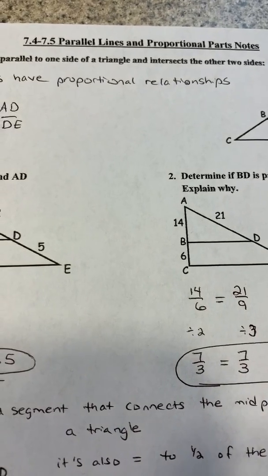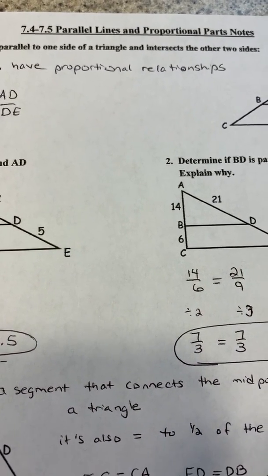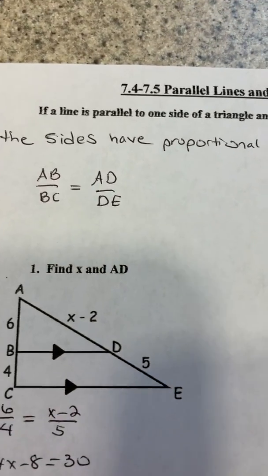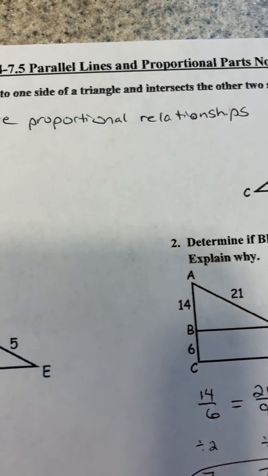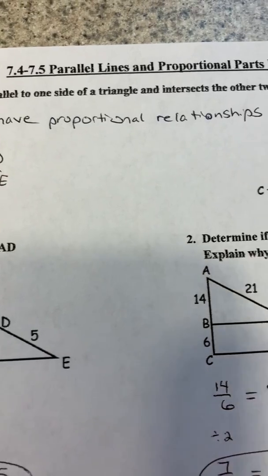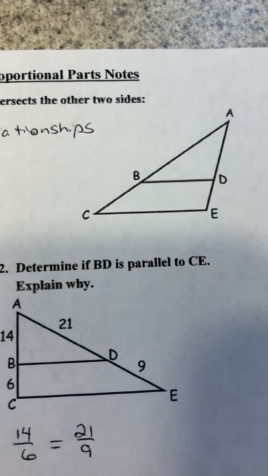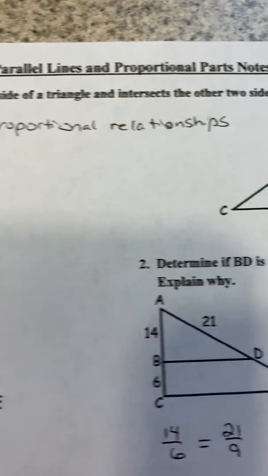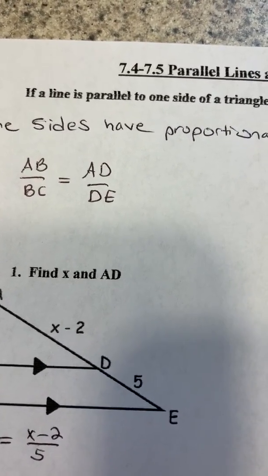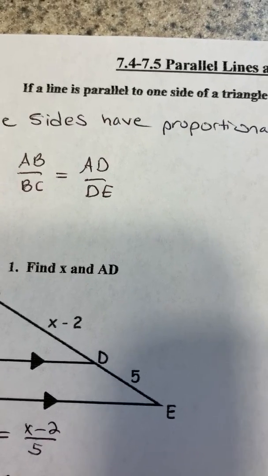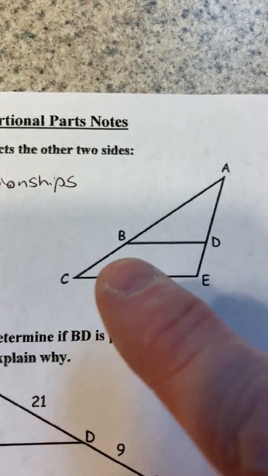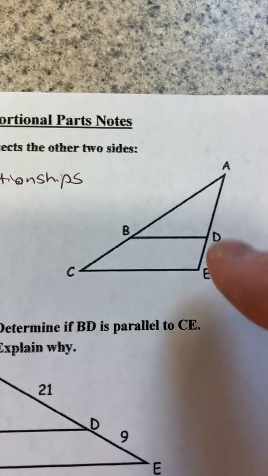This is Geometry Lesson 7475, Parallel Lines and Proportional Parts Notes. To start off, the notes say if a line is parallel to one side of a triangle and intersects the other two sides, then the sides have proportional relationships. So if you notice the picture over here, we can say that AB is to BC as AD is to DE. Again, the sides have proportional relationships. AB is to BC as AD is to DE.